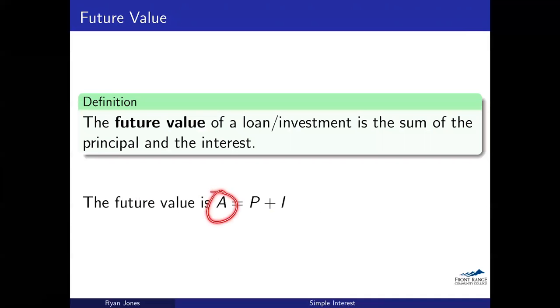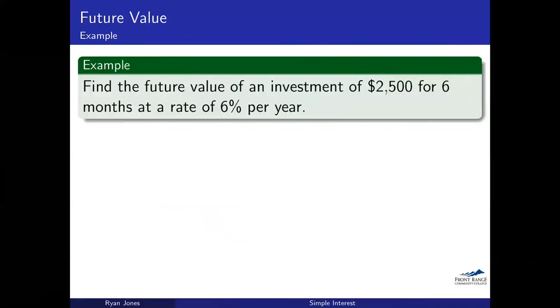We've used that term loosely before to describe A, just A being, hey, how much do I end up with at the end? We call it future value because it's the amount of money that we're talking about in the future at the end of this loan or an investment. So let's do another example here. It's going to basically be the same thing that we just did. We're going to find the future value of an investment of $2,500 for 6 months at a rate of 6% per year. And so we can go ahead and plug everything in.